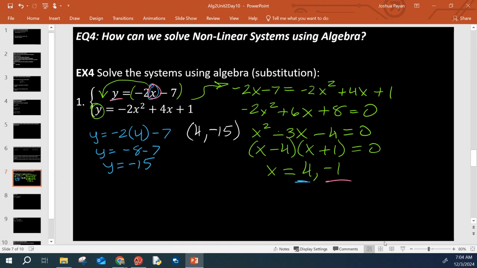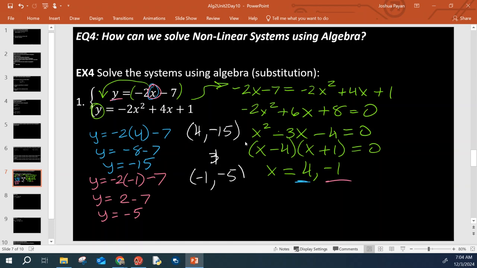Do it again, except this time with the negative 1. Plug it into this same place. I'm going to say y is equal to negative 2 times x minus 7. Y is equal to positive 3 minus 7. Whoops, I don't know why I did minus 3. Sorry, it's kind of early in the morning. That would be positive 2 minus 7, and y is equal to negative 5. So that means my second solution, my second point of intersection, is going to be when x is negative 1, y is negative 5.